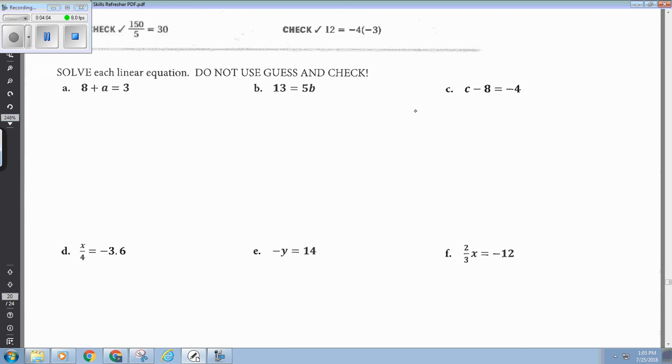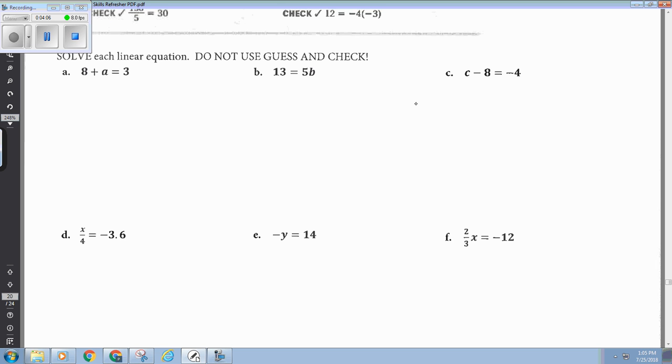Now, when we solve equations, we do not use guess and check, which is plug numbers in until we get the number that works. We don't do guess and check. You have to know how to solve an equation. That's a fundamental part of algebra or any other math class that you're going to be in.